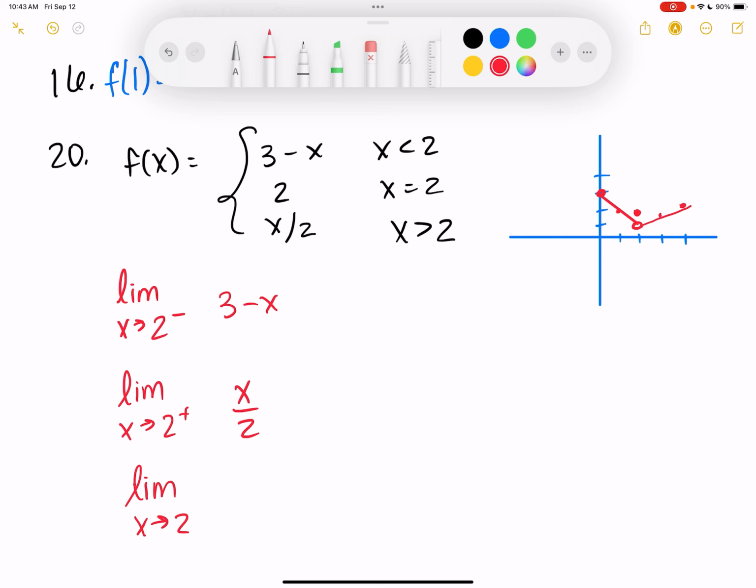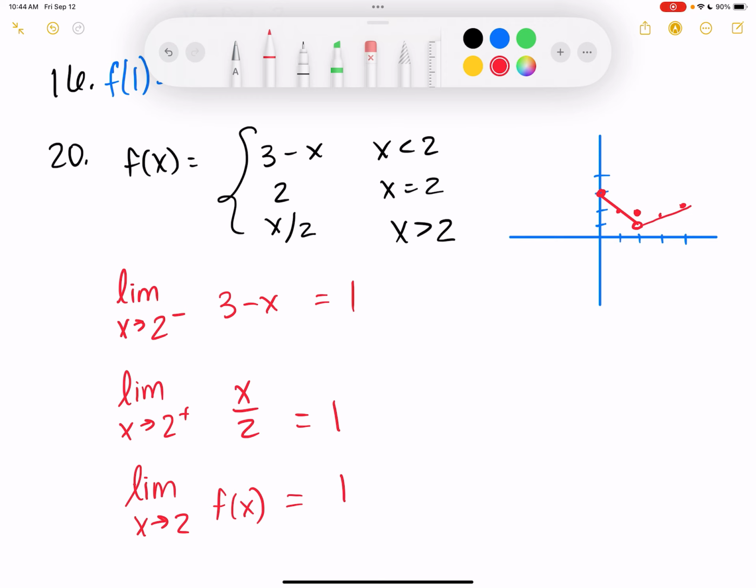We'll see what happens. So as we approach 2 from the left, this side of it is getting closer and closer to 1. So this is going to be 1. As I approach 2 from the right, so coming from over here, that's also going to be 1. So that means that my two-sided limit is equal to 1. Because if they're the same, then the two-sided limit is the same, and that means the limit exists.